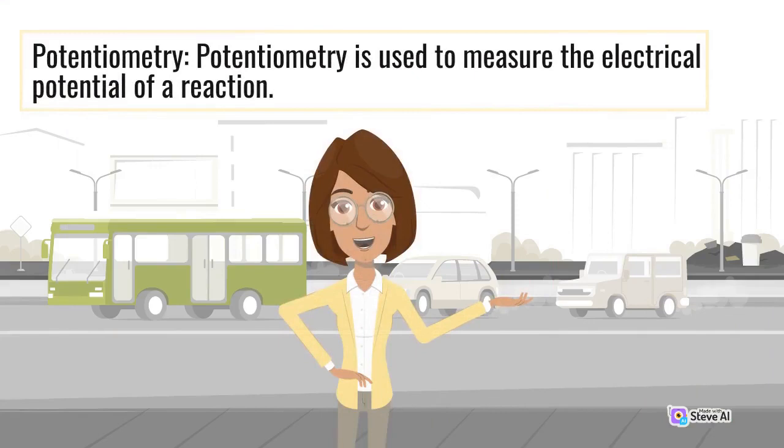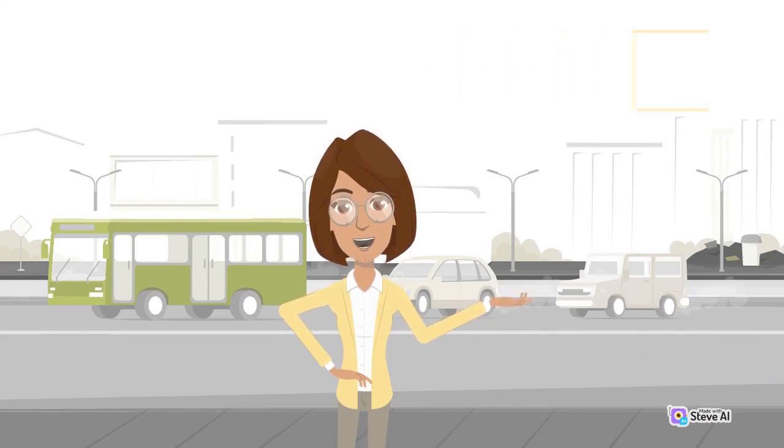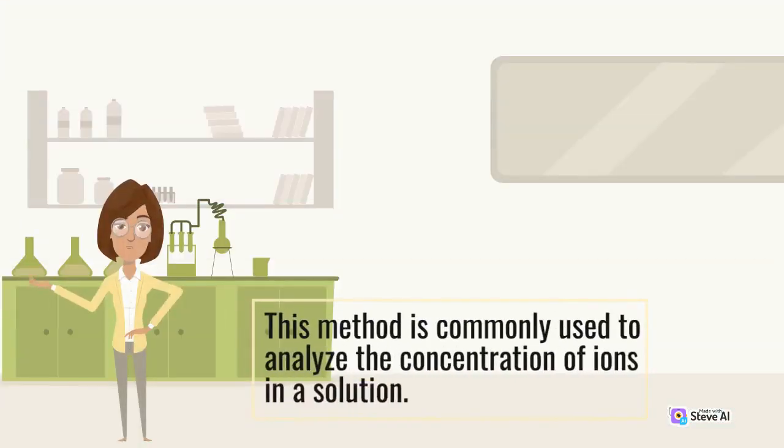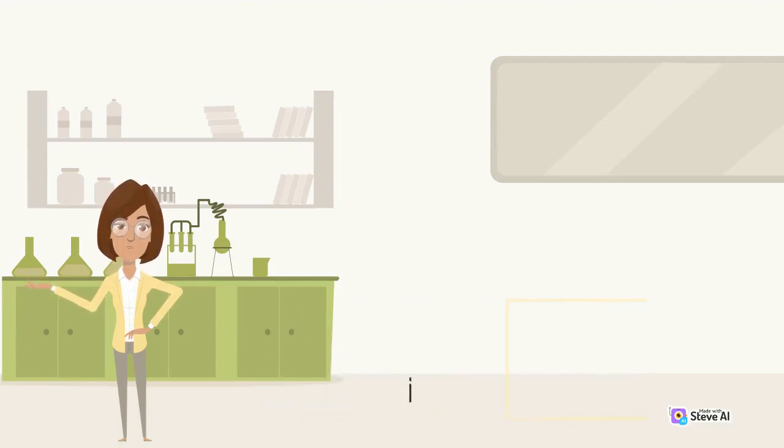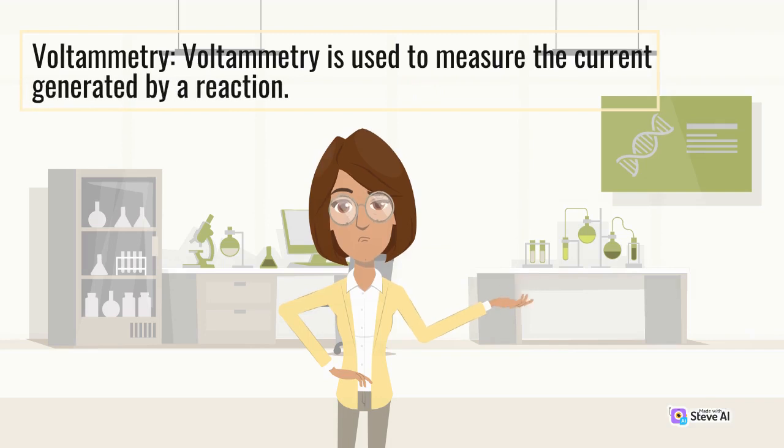Potentiometry. Potentiometry is used to measure the electrical potential of a reaction. This method is commonly used to analyze the concentration of ions in a solution. Voltammetry. Voltammetry is used to measure the current generated by a reaction.